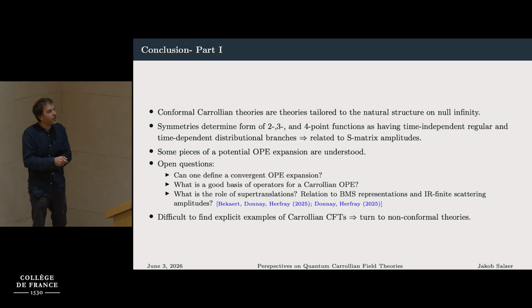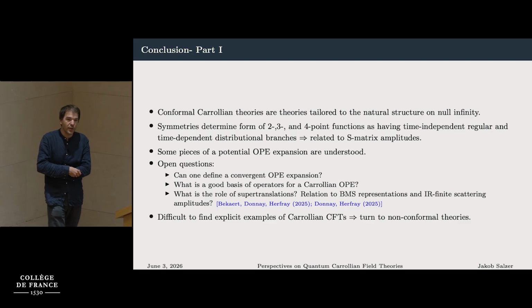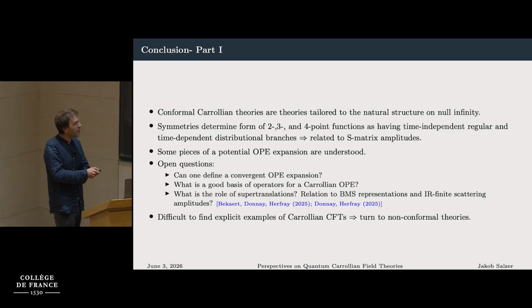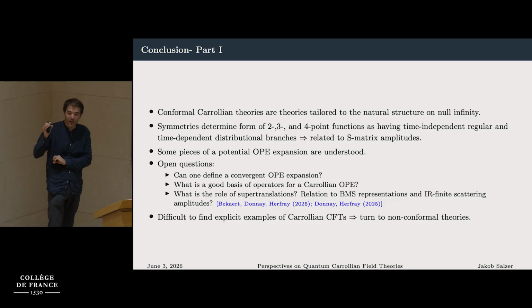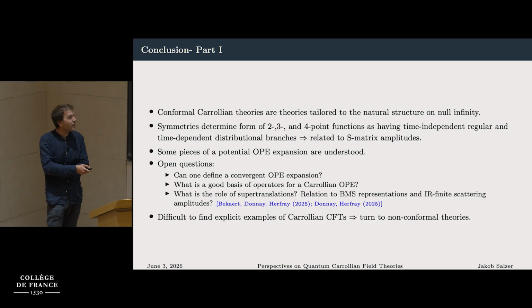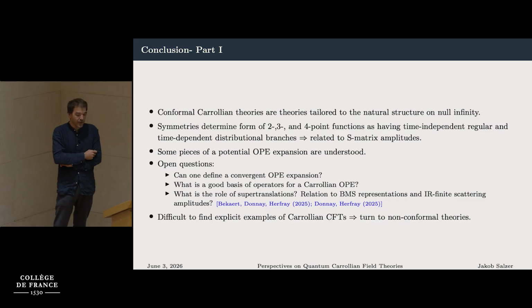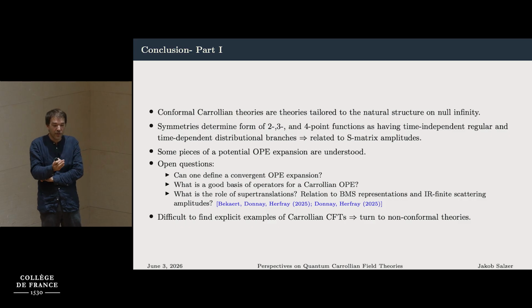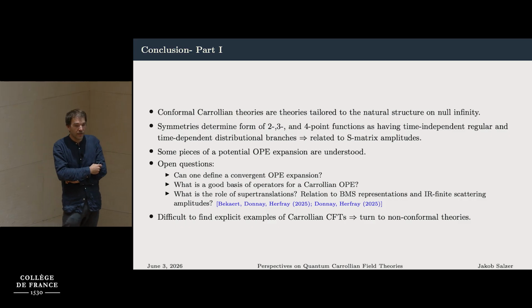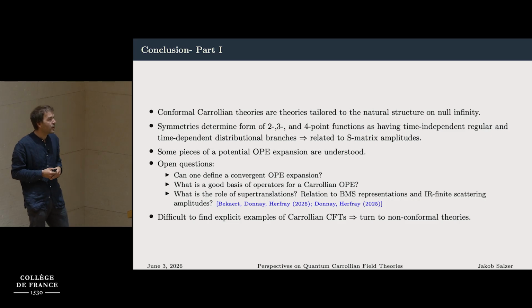And some pieces of a potential OPE expansion are understood, but clearly much more needs to be done in order to see whether there's really such a thing as an OPE expansion. Now, some questions, as I said, are important ones. Can we define a convergent OPE expansion? Is the OPE associative in all cases? It's a good question. What is a good basis of operators for a Carrollian OPE? We have these primary operators. I mentioned that we probably also have to include operators that have non-zero Casimir, which are called massive operators. There is also the stress energy tensor, and so the stress energy tensor multiplet that you have to include. Is there more?